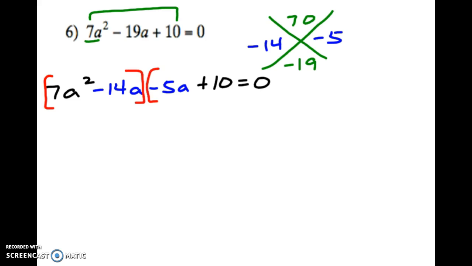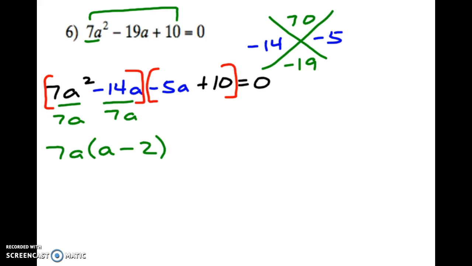At this point, now that we've got 4 terms, we're going to do the factoring by grouping, so we're going to pair them off. Out of the first pair, we're going to factor out a 7a. When we do the division here, we should end up with an a minus 2. Out of the second pair, we want to take out a negative 5. Once again, we will be left with a minus 2 in the parentheses.